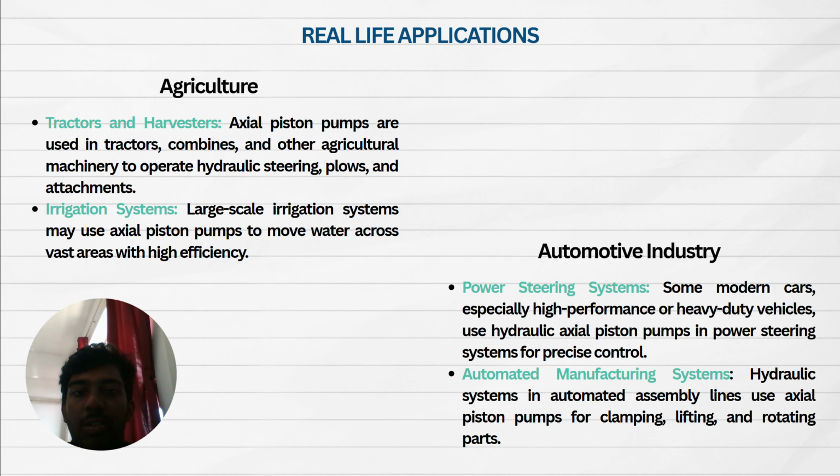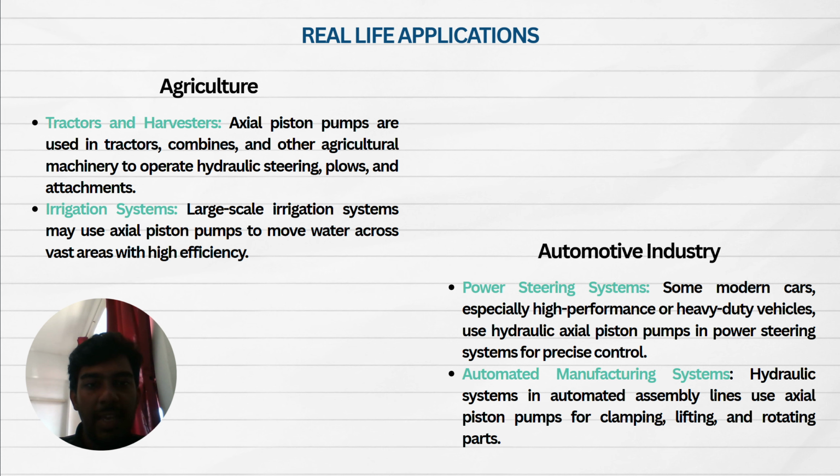It is also used in irrigation systems, where a large-scale irrigation system may use axial piston pumps to move water across vast areas with high efficiency.